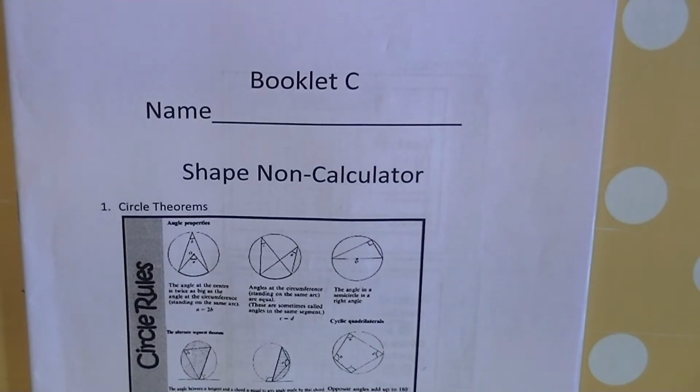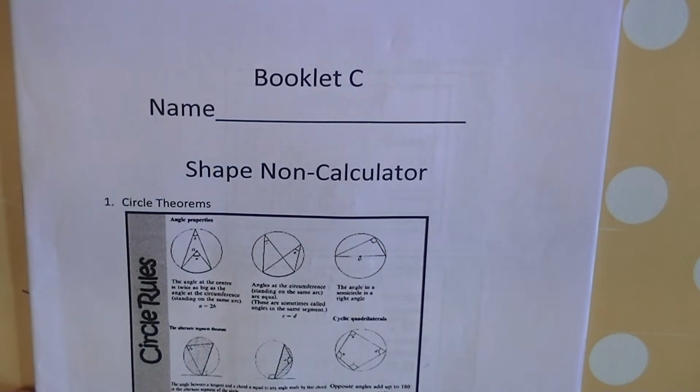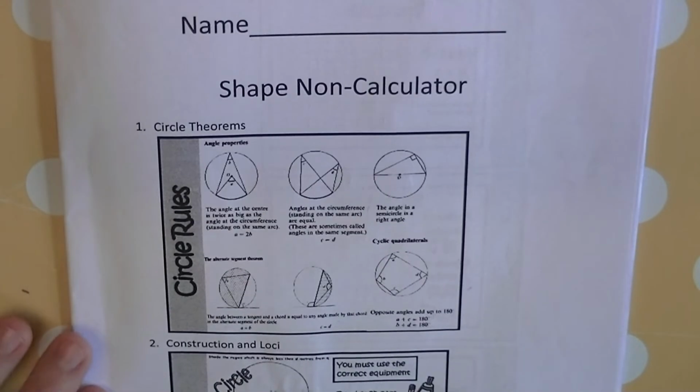Hi, Year 11. We're looking at Booklet C now, and this is part 1 of Booklet C. We might not take this in order though. I might pick out some random ones here, and this will probably be done in 2 parts this video, but we're definitely going to start off with circle theorems.